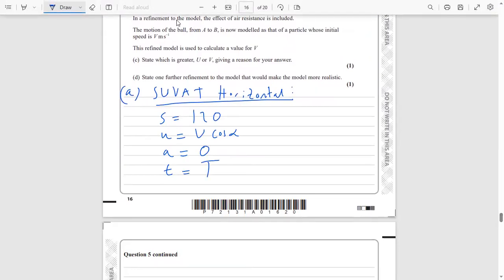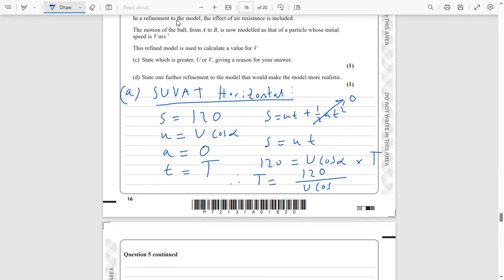So now we can use our S equals UT plus half AT squared equation. Now the acceleration is actually just 0, so we don't need to worry about the second term because 0 times anything is 0. So we're just going to get S equals U times T, or distance equals speed times time. So distance is 120, and that's equal to U cos alpha times this time. So the time of flight, the time to get from A to B, is 120 over U cos alpha. That's probably going to be useful.